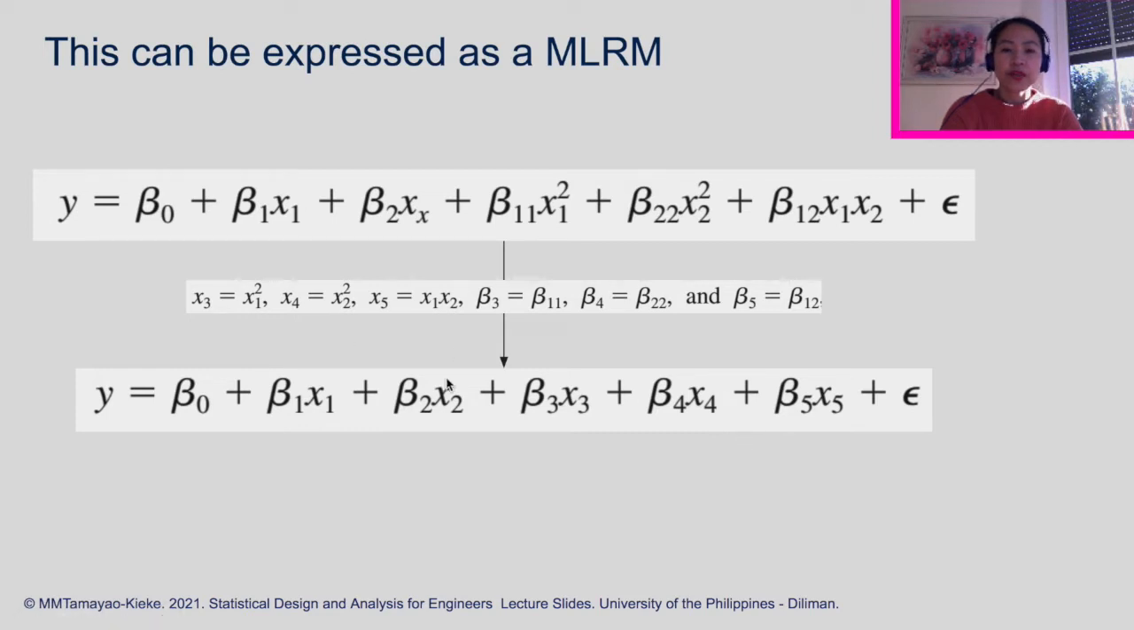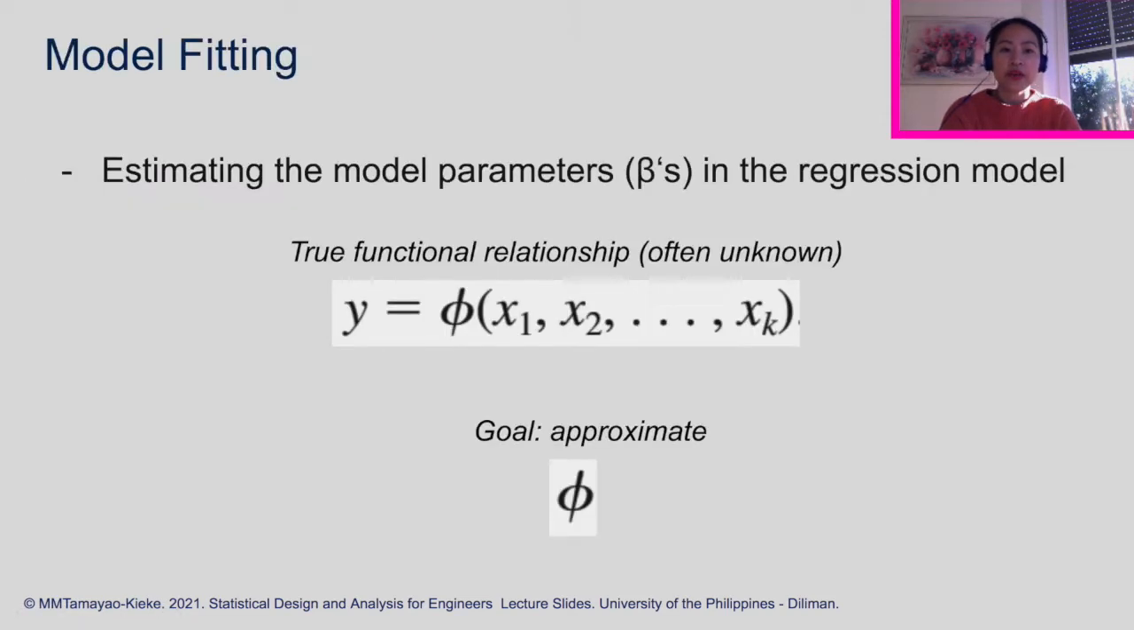So as long as your parameters, your betas, are linear, then you can consider this model as a multiple linear regression model. As I mentioned, we're going to talk about model fitting. Model fitting is when we try to estimate the model parameters, the betas, in the regression model.